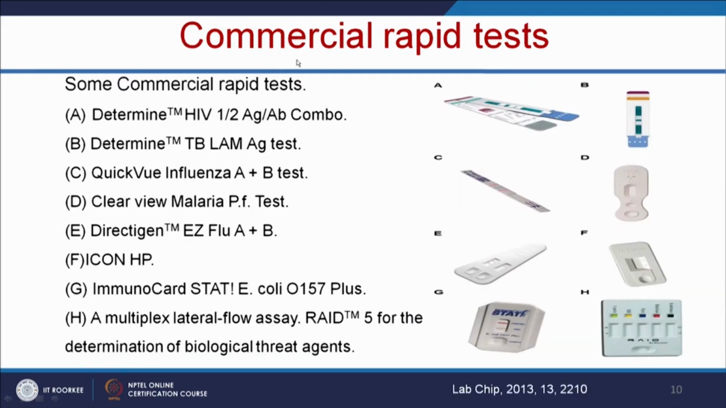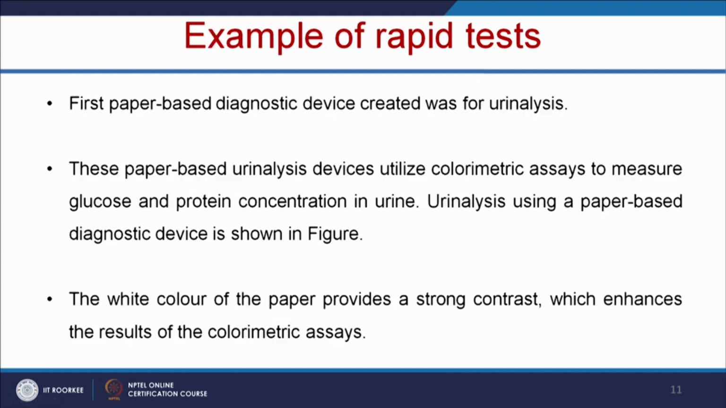So these are some of the examples of commercial rapid test kits. For example, we have the kits for HIV, TB, influenza and malaria. So these are the various paper based test kits which are commercially available in the market. So, let us see some of the examples of rapid paper based test kits.